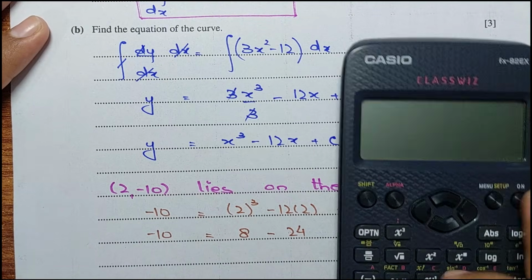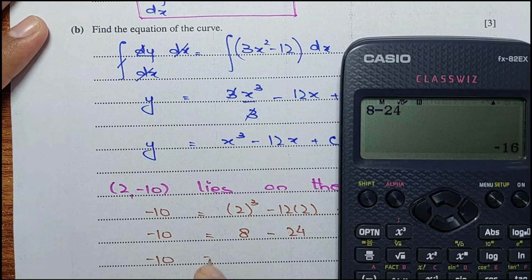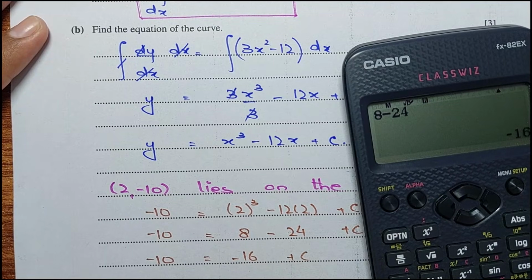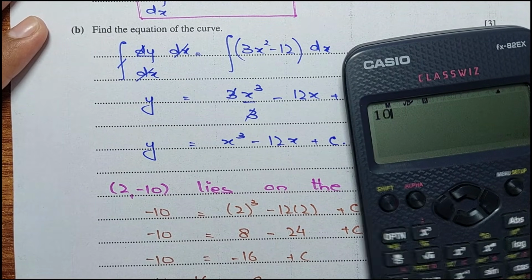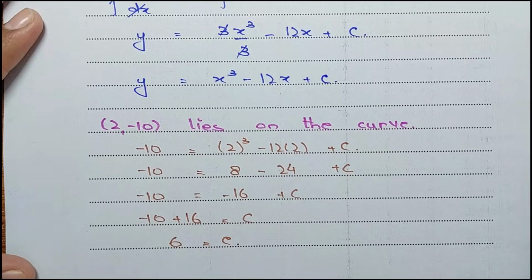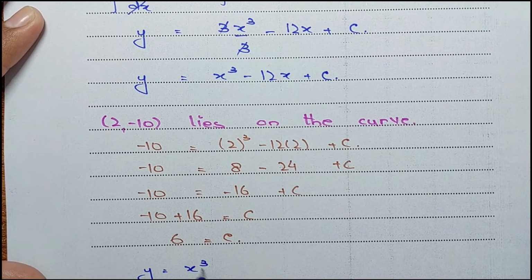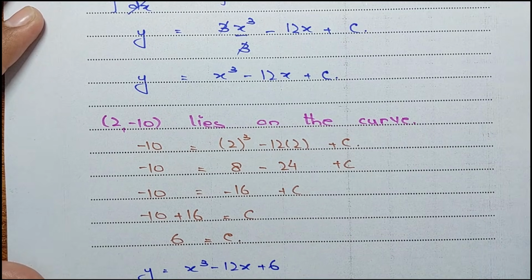Now 8 take away 24 is negative 16. So minus 10 equals minus 16 plus c. Minus 10 plus 16 equals c. 16 take away 10 is just 6. So 6 is your c value. When we have the c value, you will easily get the equation of the curve, which is y equals x cubed minus 12x plus 6. That is the equation of the curve.